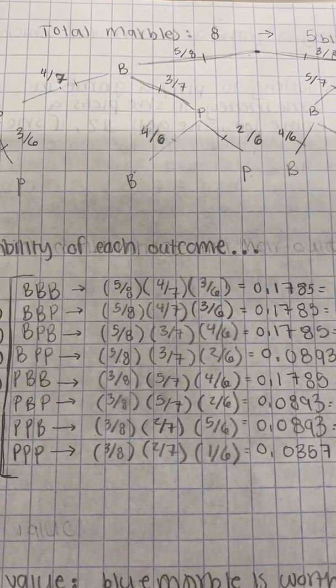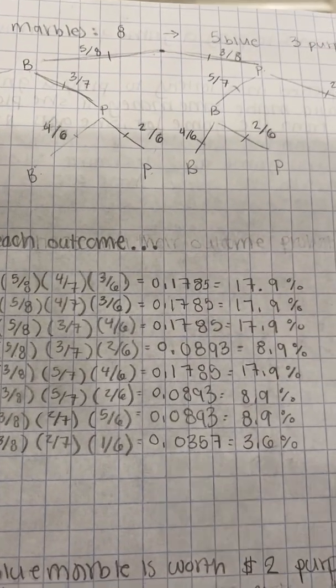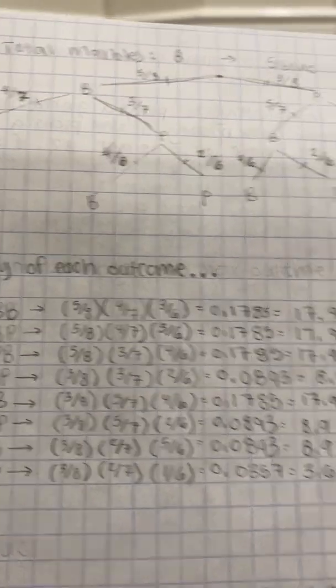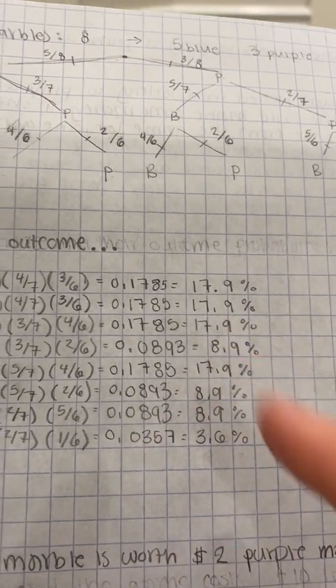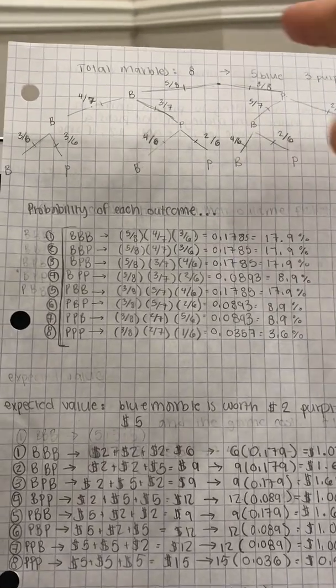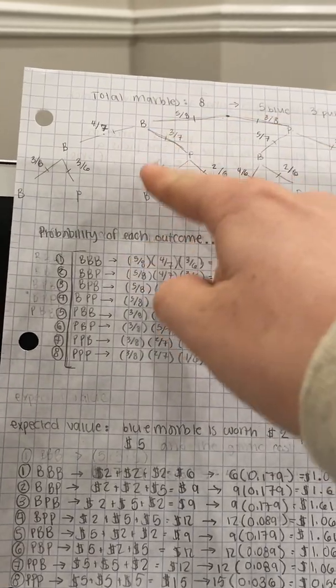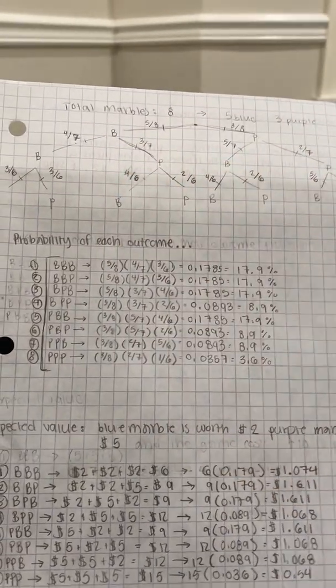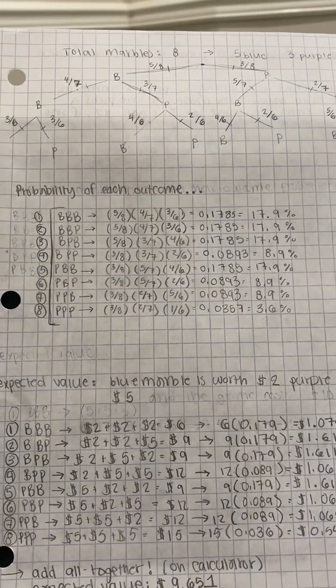So now what I'd do is I'd multiply the 3 by each other in order to determine the probability of this draw. So the probability of her to pick 3 blue marbles in this case would be 17.9%. And I did that same exact thing for each leg. So I did it for this leg here, this leg here, this leg here, this leg here, and so on. So that's why there's 8 different numbers. Now, that only gives the probability.